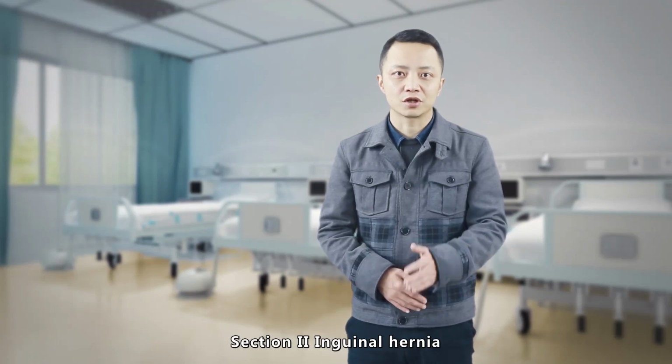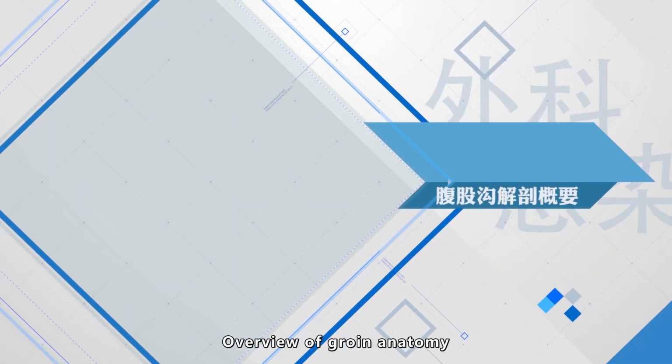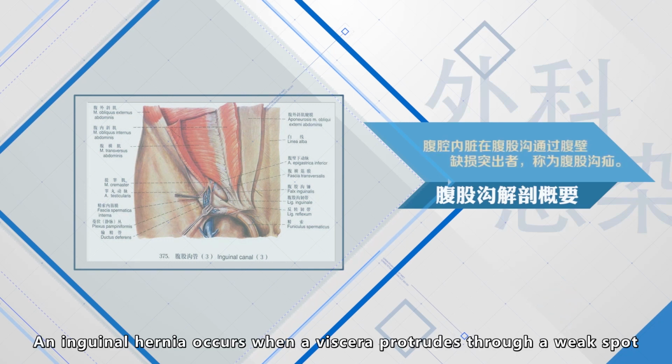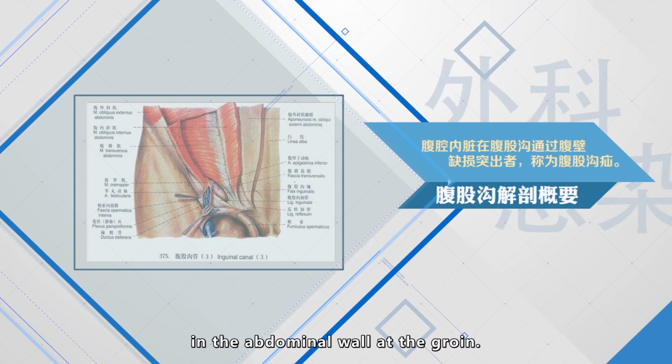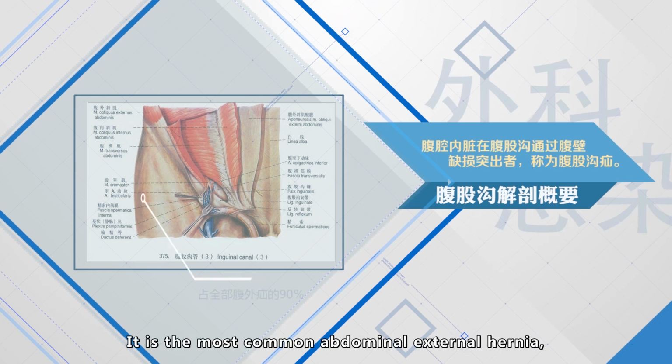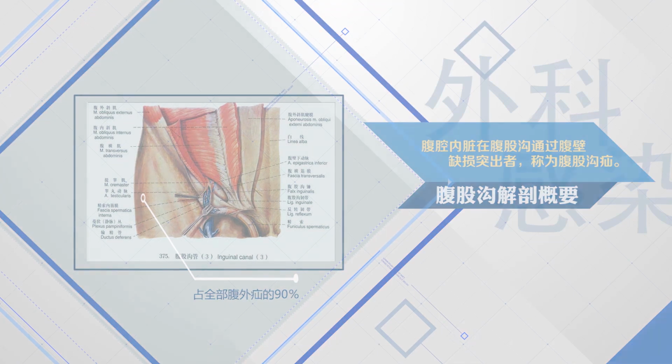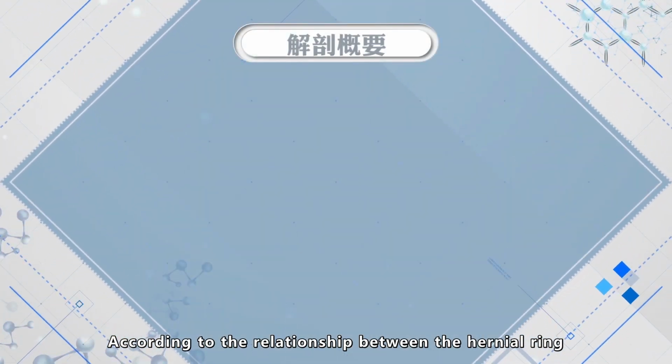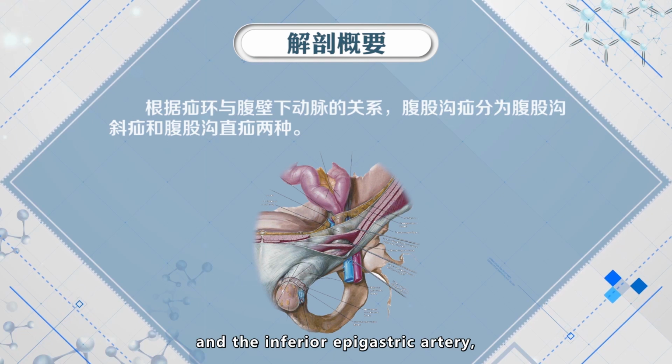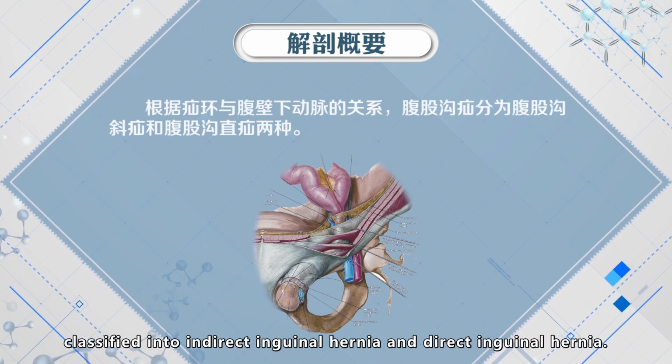Section 2: Inguinal hernia. Overview of groin anatomy. An inguinal hernia occurs when a viscus protrudes through a weak spot in the abdominal wall at the groin. It is the most common abdominal external hernia, accounting for 90%. According to the relationship between the hernia ring and the inferior epigastric artery, the inguinal hernia can be classified into indirect inguinal hernia and direct inguinal hernia.